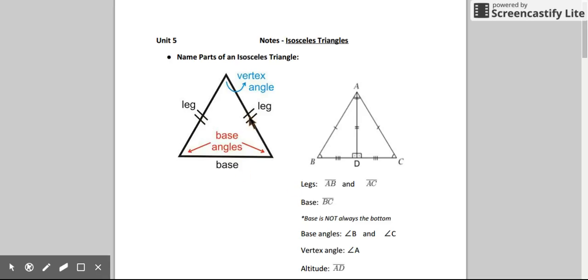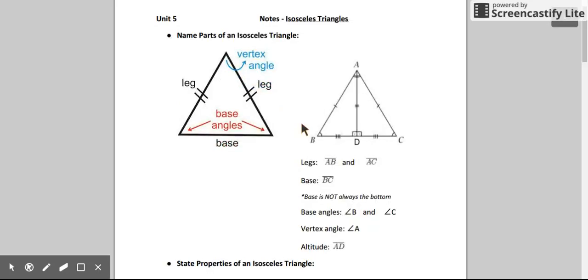The two congruent sides on an isosceles triangle are called the legs. Opposite from those, or across from those, are called the base angles. Attached to the base angles, or the non-congruent side, is called the base. And opposite from that, or the non-congruent angle, is called the vertex angle.